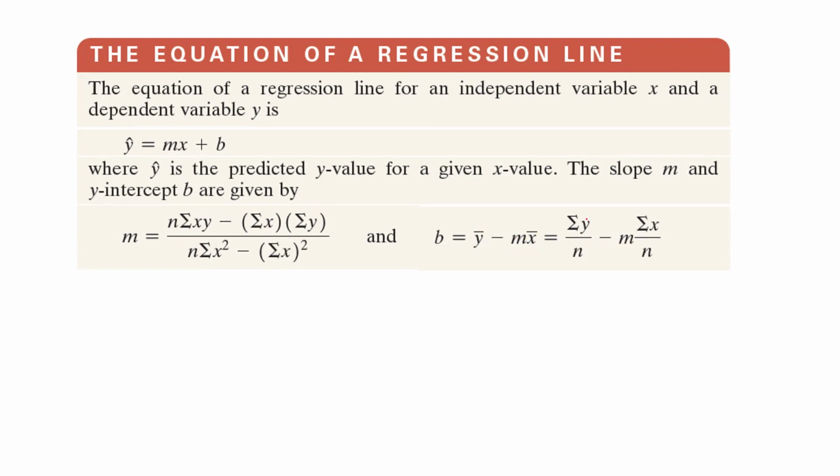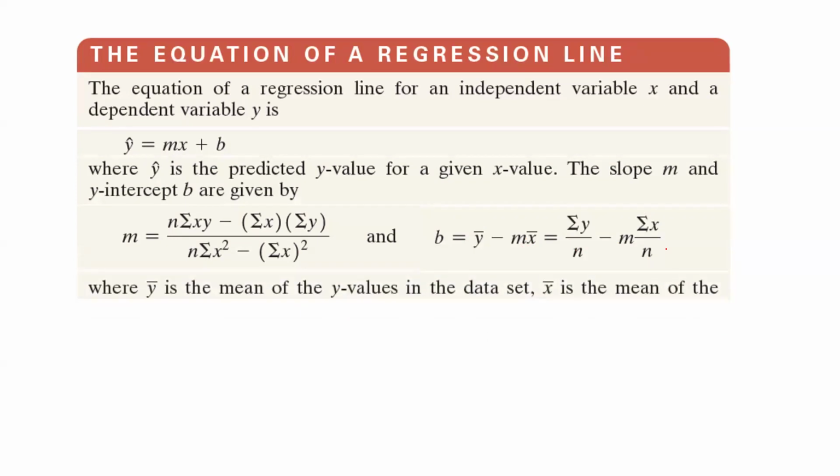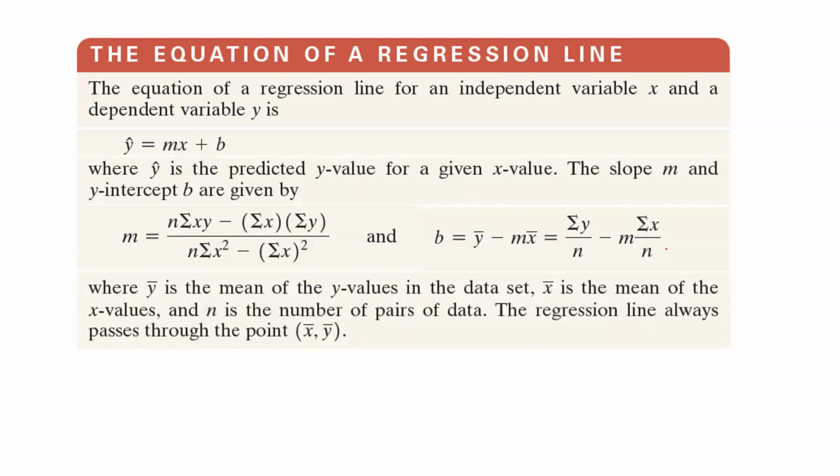Y bar is the mean of the y values in the data set, and x bar is the mean of the x values in the data set. And n is the number of pairs of data. The regression line always passes through the point of average of x values and average of y values.